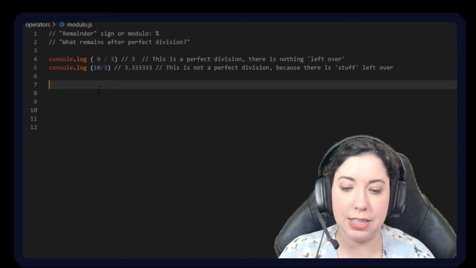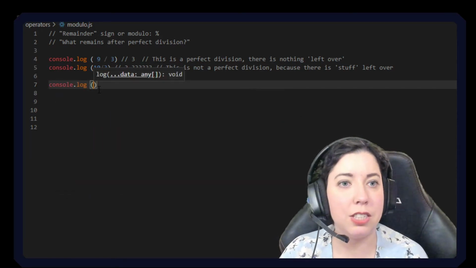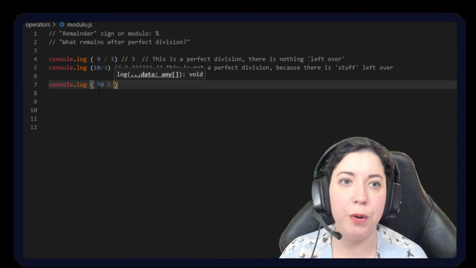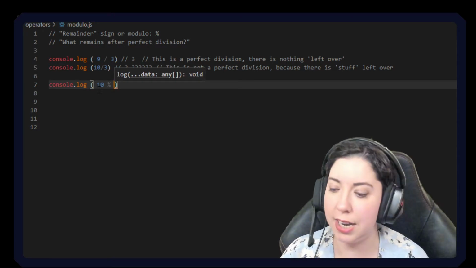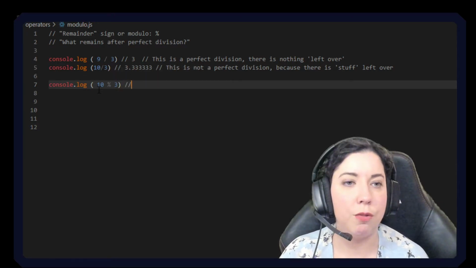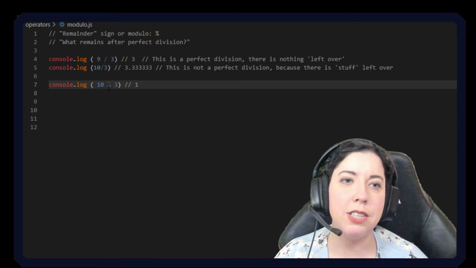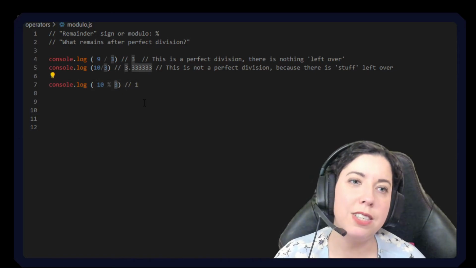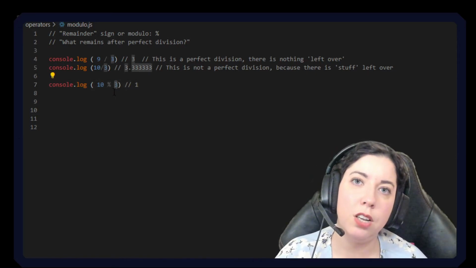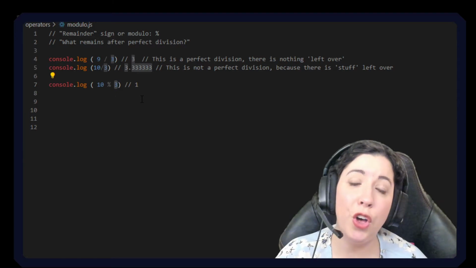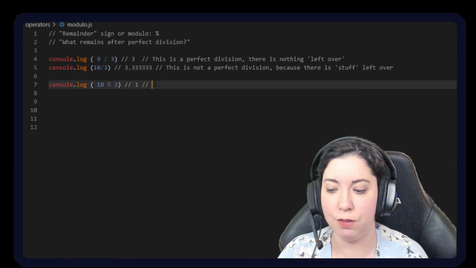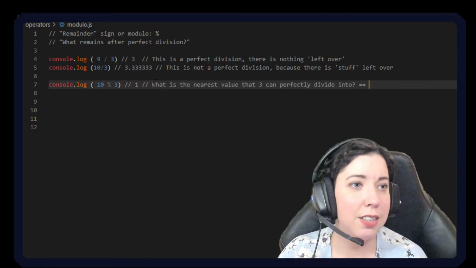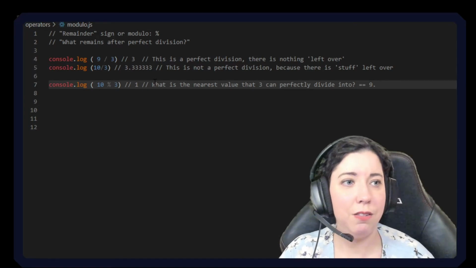So here, for example, if we logged 10 modulo 3, and modulo is represented by the percentage sign, we're going to get 1. So what does this do? It says, what's the nearest value that 3 can perfectly divide into? The answer is 9, right?